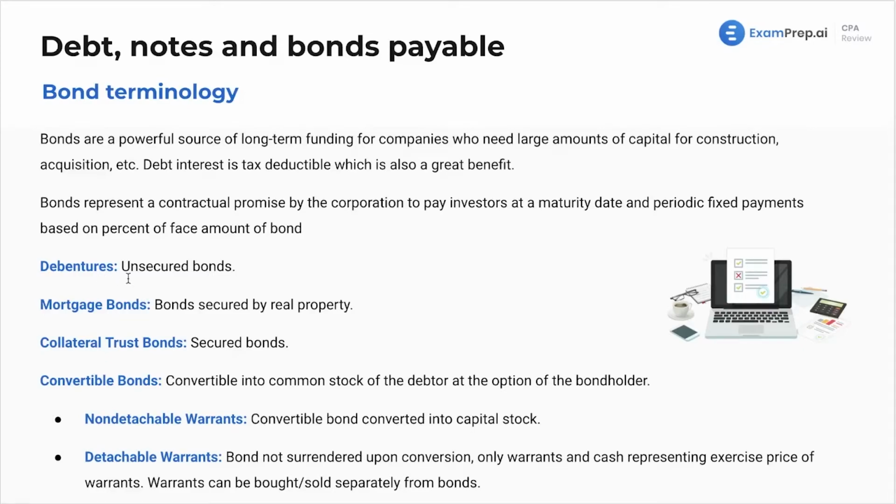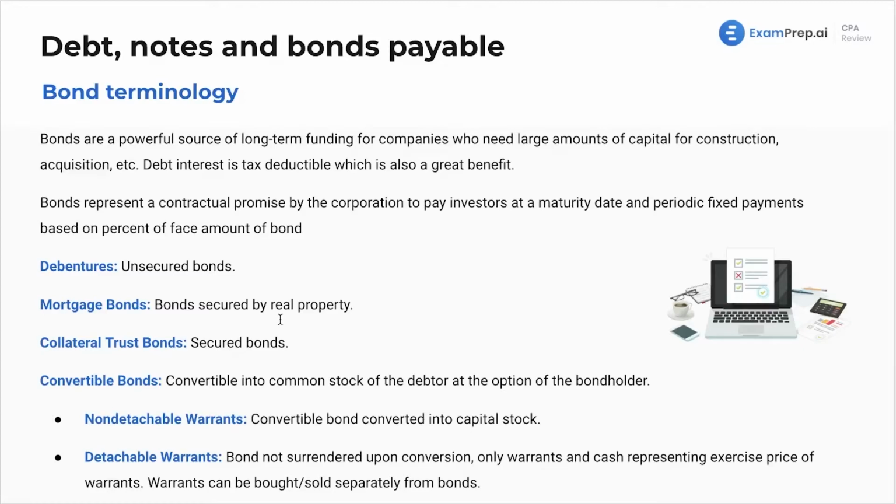Unsecured debt is like your credit card, right? That's why it's a higher interest rate, because you don't have any collateral pegged to it. And that's why mortgages are a much lower interest rate because, well, if you don't pay your debt, the bank's going to seize your house. So collateralized means there's an asset backing it, and that should give you a lower interest rate. Mortgage bonds are bonds secured by real property, and by real, we mean real estate. Collateral trust bonds are secured bonds. So just a couple different terminologies here.